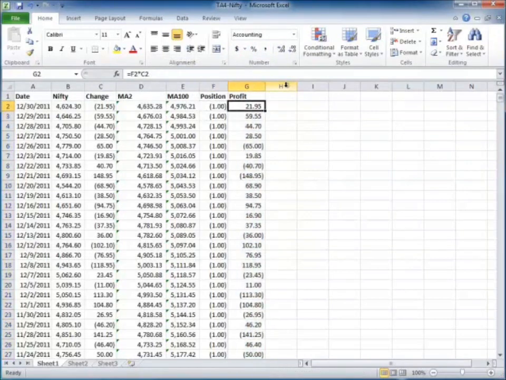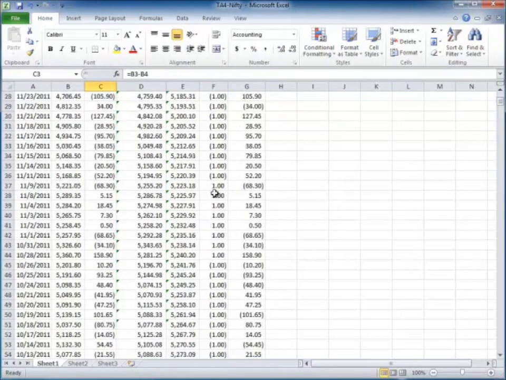and why is this a profit of 21.95? So what we have is that here we have a short position of minus 1, and when we took that short position, the market fell by 21.95 points. So in that case, we're making a profit of 21.95. Okay? Likewise, in this case, we're making a profit of 59.55 because we were short and the market fell on that day. So we have a lot of short positions here, as you can see.